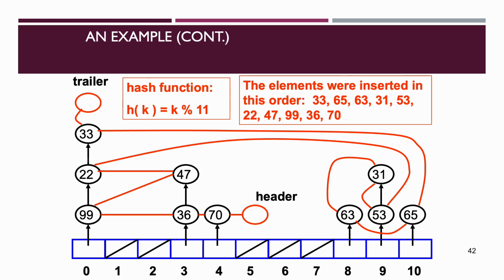The elements were inserted in this order: 33, 65, 63. So first 33 was inserted. 33 is the first one inserted. Then 65 was inserted here. Then 63 was inserted, this one.